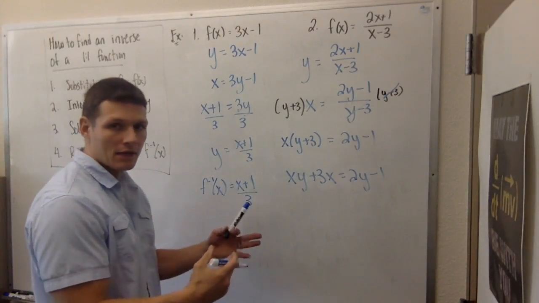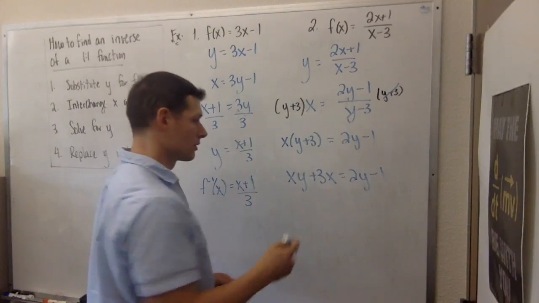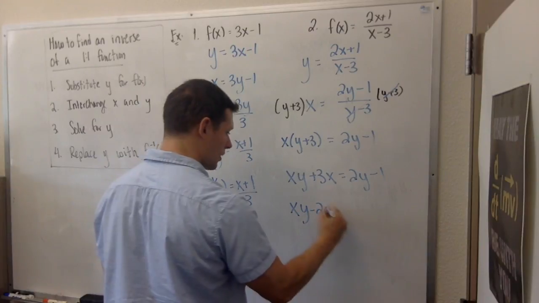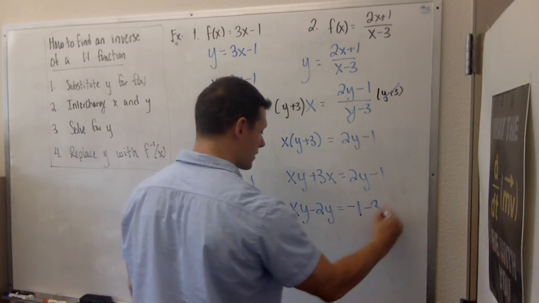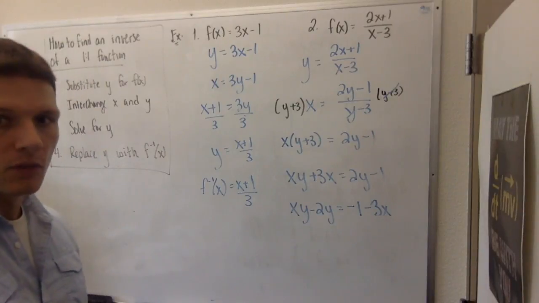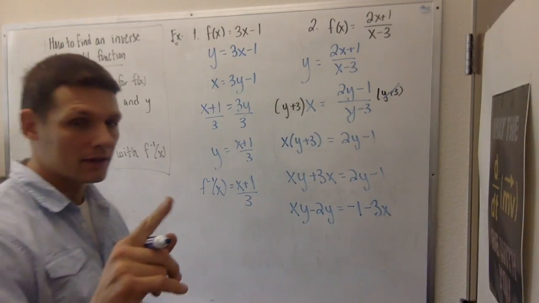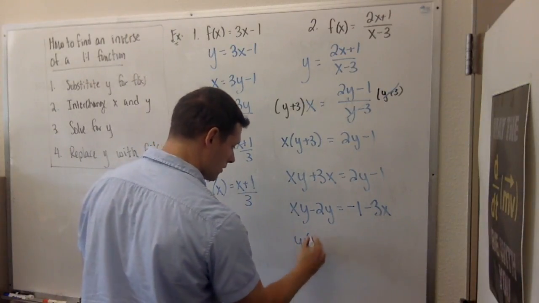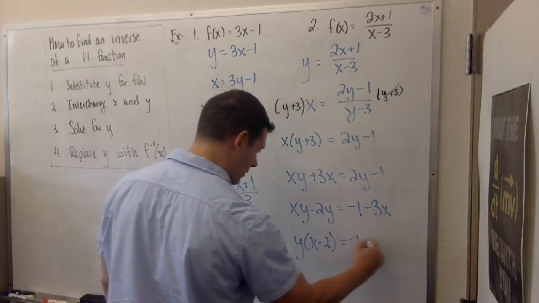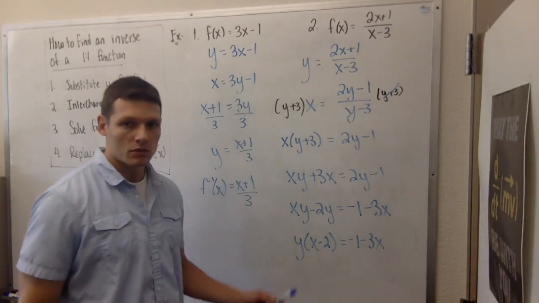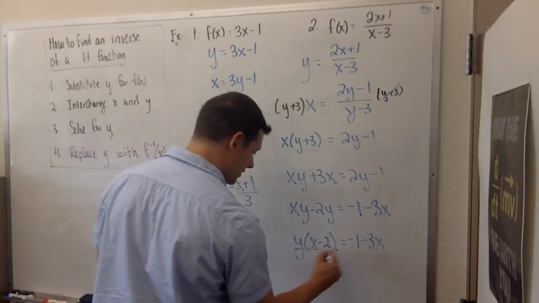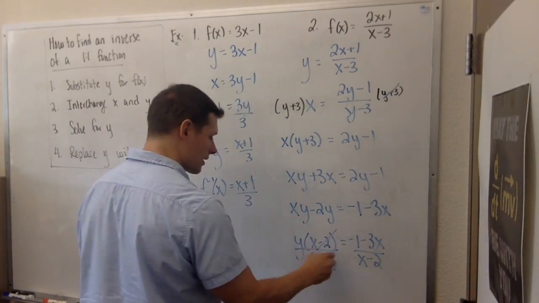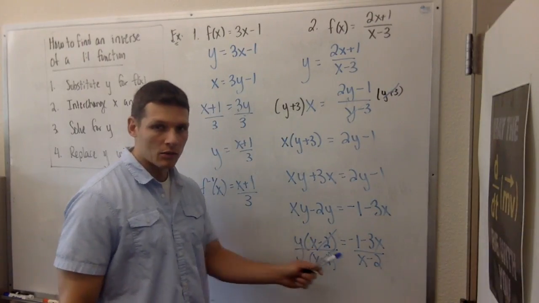I put all the terms that have y on one side, everything else on the other. So I subtract 3x, and I subtract 2y. So I have xy minus 2y equals negative 1 minus 3x. After this, I want to get just one y, because I have two y's here, don't I? So I can factor out a y. y times x minus 2 is negative 1 minus 3x. And then I divide by that x minus 2 to isolate y. Those cancel, and so now I have y equals this expression.